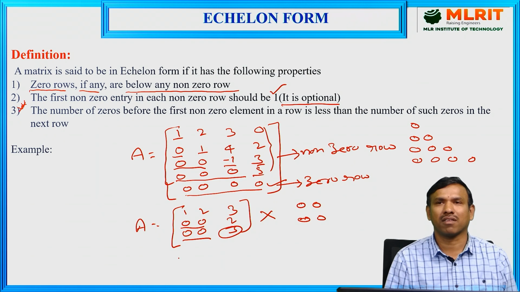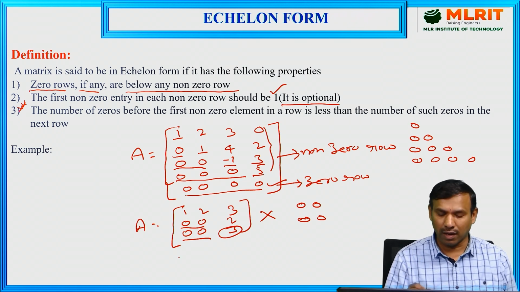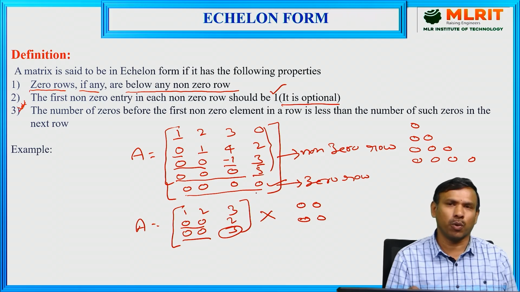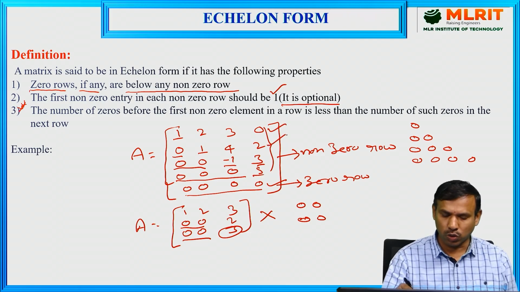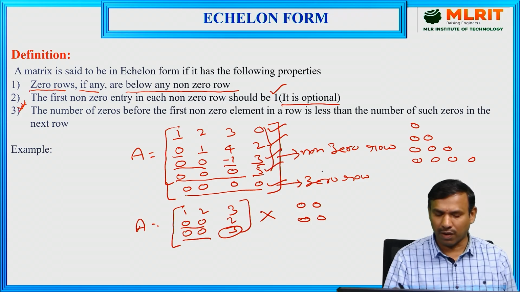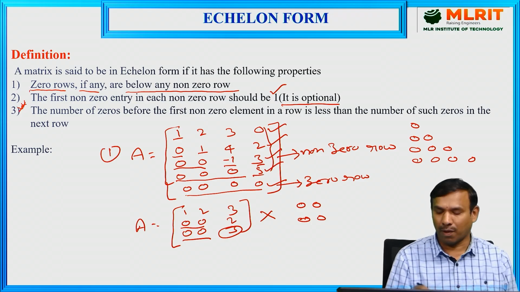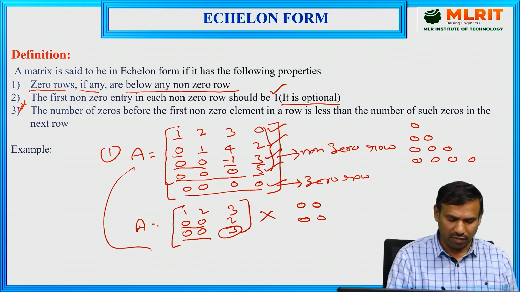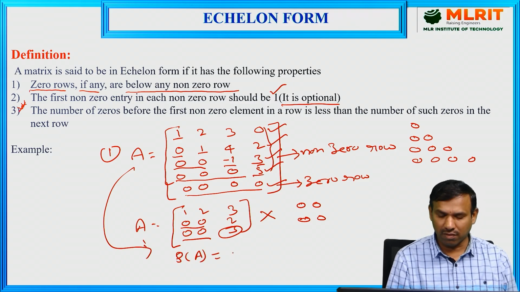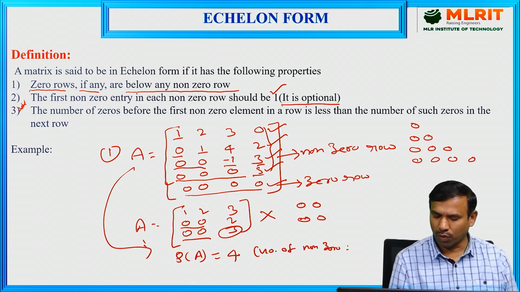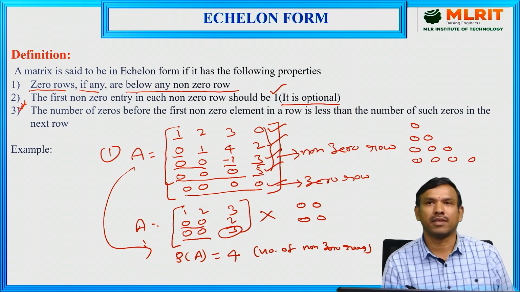What is the rank of the matrix? Already we discussed, the number of linearly independent rows. So if you remove the zero rows, then automatically the number of non-zero rows will become the rank of the matrix. 1, 2, 3, 4. The first example matrix is in echelon form. The number of non-zero rows for this matrix is 4. That is, the rank is 4. Number of non-zero rows. Okay, that is echelon form.